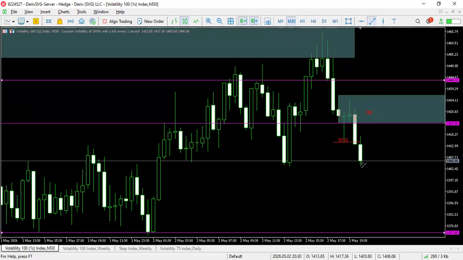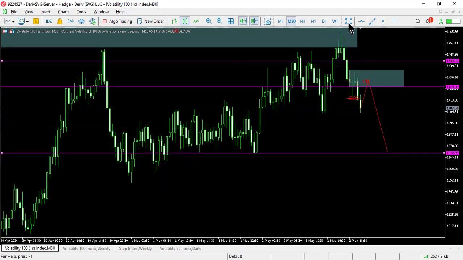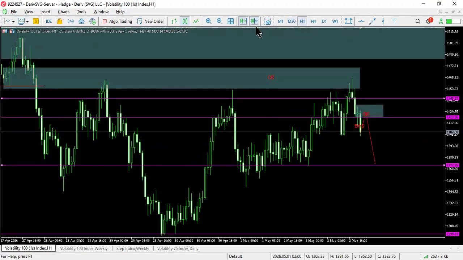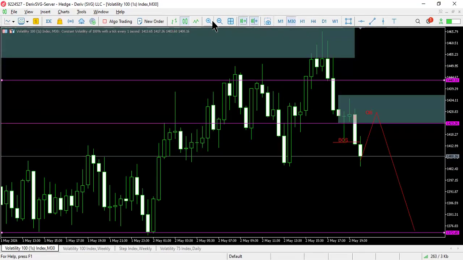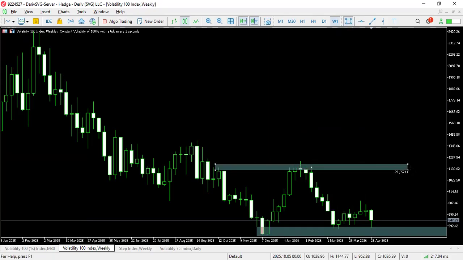So we are waiting for a retracement into that order block, and then can get a move to the downside like that since our bias is bearish. Now heading over to Volatility 100. There is our demand zone, and then our supply zone is right there.